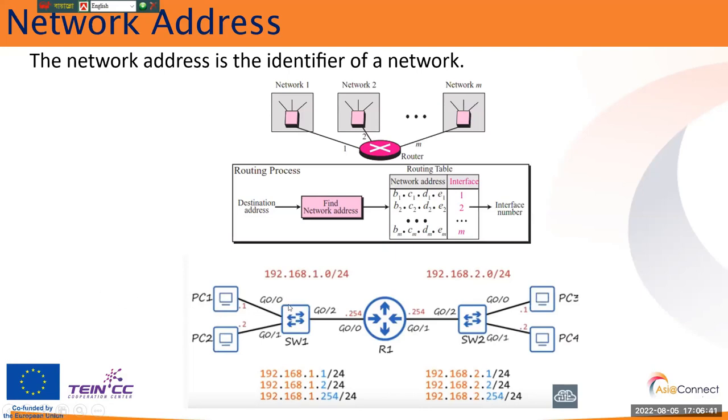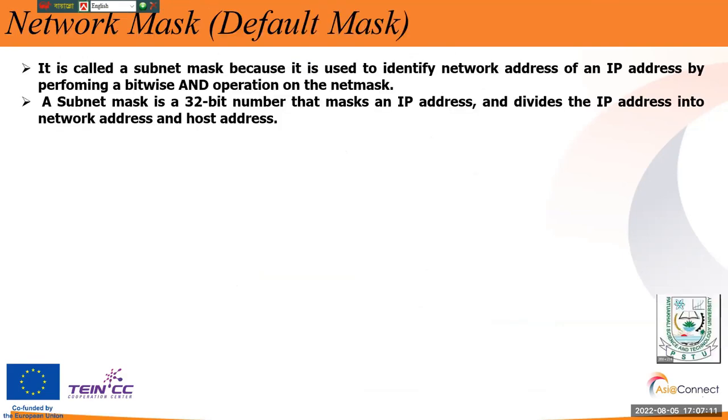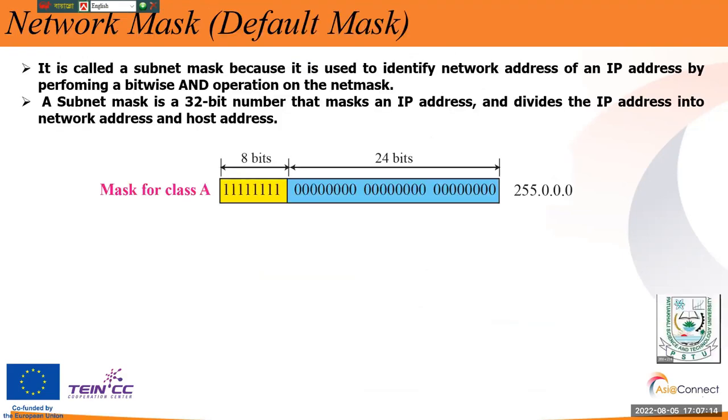So when a packet arrives at this router's gigabit interface, the routing table tells the router what the destination network is and which interface should be used to access PC3. For this reason, the network address needs to be identified. So how can you identify the network address? To identify the network address, we need to know about the network mask, which we can also call the subnet mask or default mask.